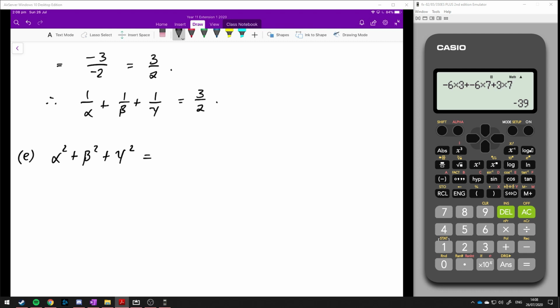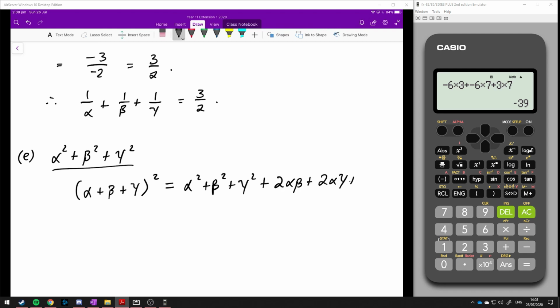So what we can do is the following. I know that if I take alpha plus beta plus gamma, so I just take the sum of these and I square it, it is going to give me some terms like this. But it's also going to give me 2 alpha beta plus 2 alpha gamma plus 2 beta gamma, like that, okay? So this gives us part of what we want, but it's got something tacked on the end.